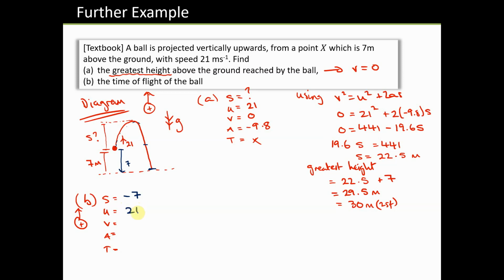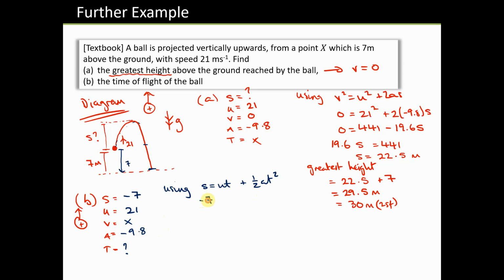The initial velocity is still 21. We don't care about the final velocity this time. That's not going to help us find the time. The acceleration is still minus 9.8 because we're saying up is positive. Gravity is going downwards. And we're wanting to find the time. So for this, we're going to be using s equals ut plus half at squared, the one that doesn't include v. And I know it seems a bit daft having to write this each time, but you actually do get a mark for picking the right formula. So write it down, get your mark.